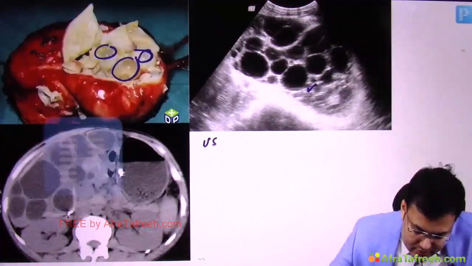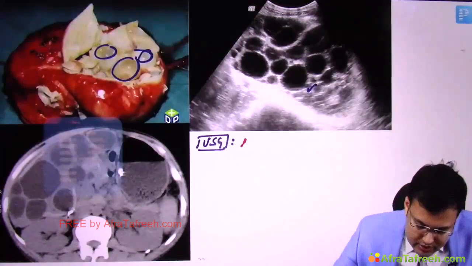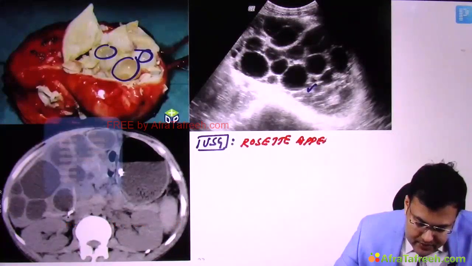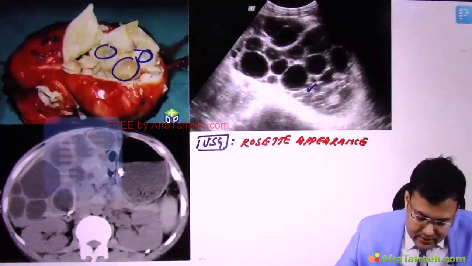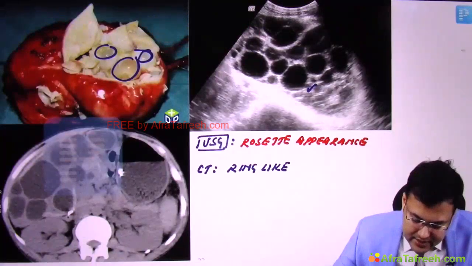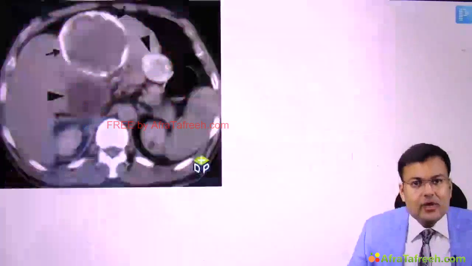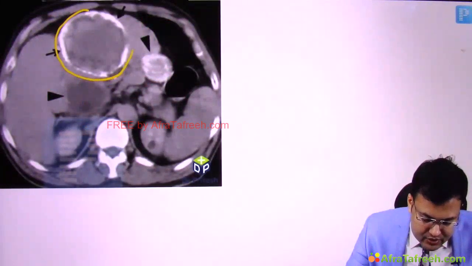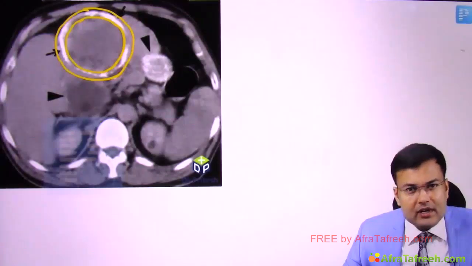So what is the characteristic appearance on ultrasound? There is a cyst within cyst appearance, and that is known as the rosette appearance. Clear? And on CT, there is ring-like calcification. This is the characteristic finding, and this was asked in NEET. So here you can see how this ring-like calcification looks. Ring-like calcification on CT is a characteristic feature of hydatid cyst.